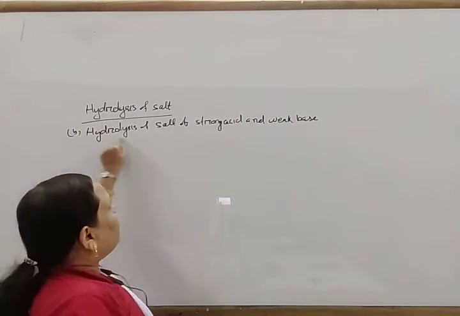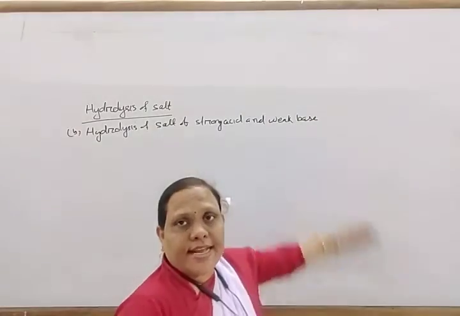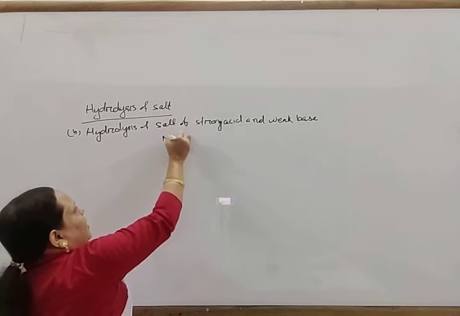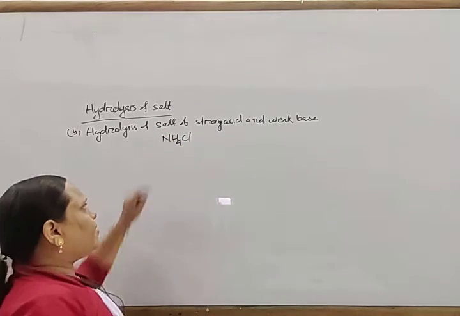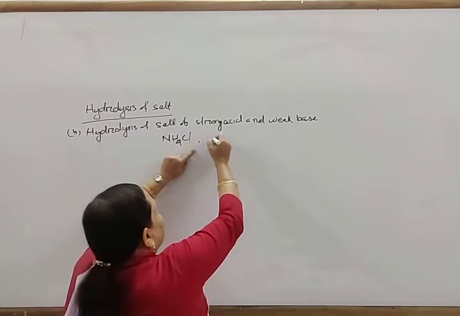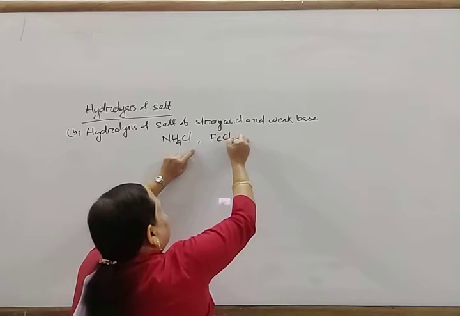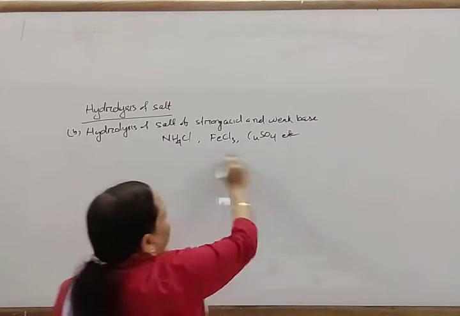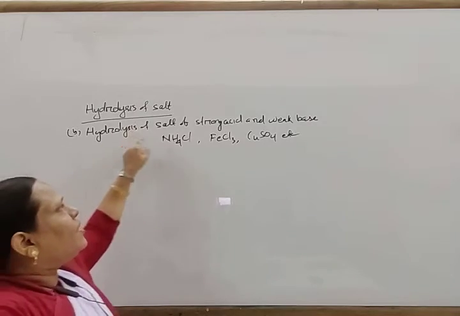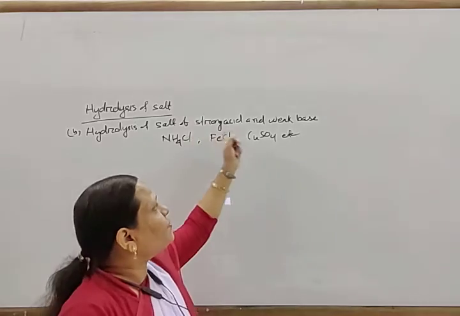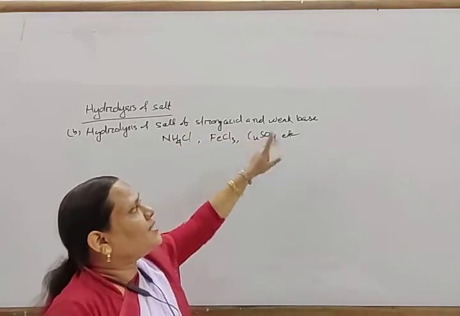Next, come to another. Now, hydrolysis of salt of strong acid and weak base. Some common examples are ammonium chloride, NH4Cl, made of the weak base ammonium hydroxide and HCl. Similarly, FeCl3, CuSO4, etc. These are examples of salts of strong acid and weak base.